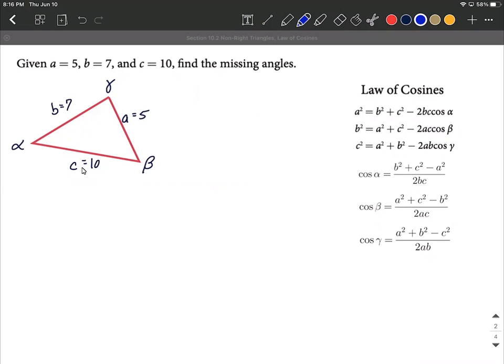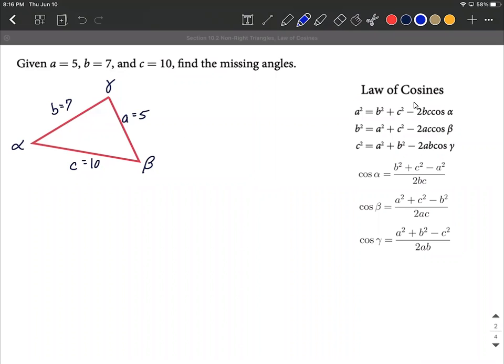Not drawn to scale at all, but I did label things. So alpha is opposite A, beta is across from B, and gamma is across from C. Next, we don't know any of the angles, so we can't use law of sines. We don't know any of these are right angles, so we can't use SOHCAHTOA or the Pythagorean theorem. Any of these trig ratios won't work here. Those require right triangles. So we're pretty limited.